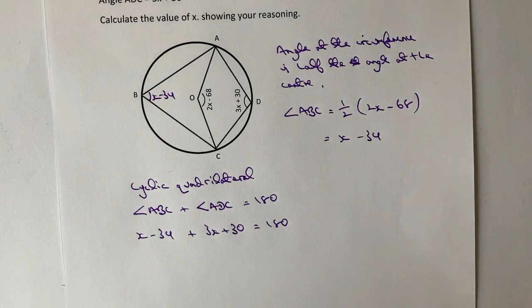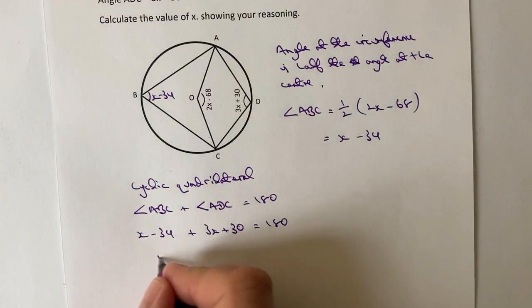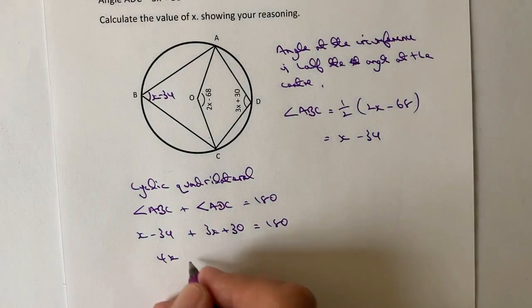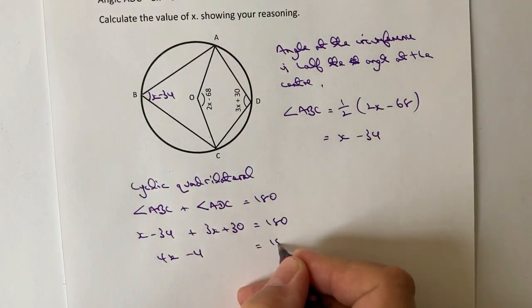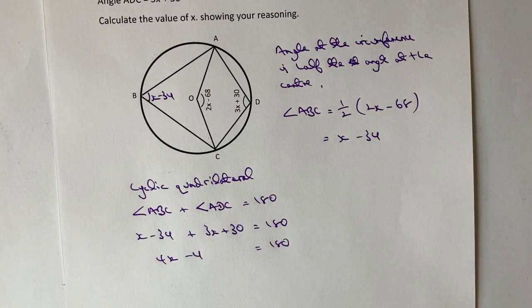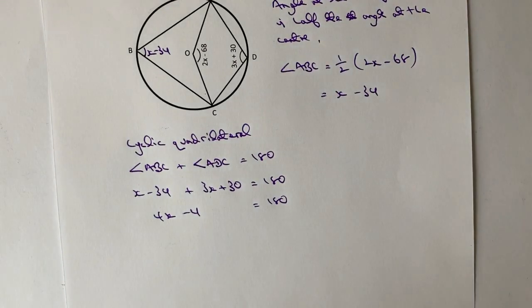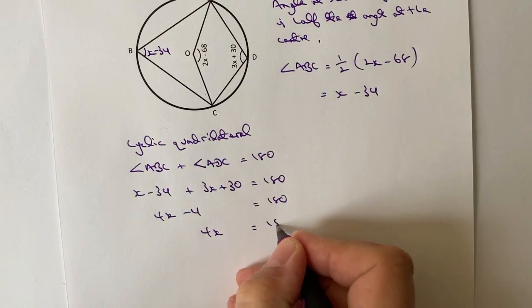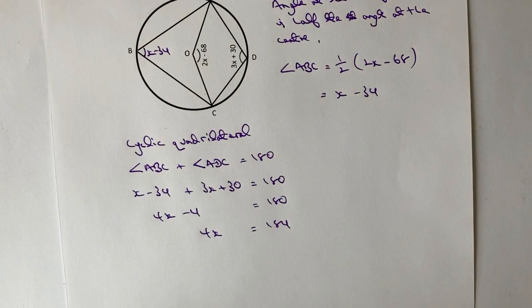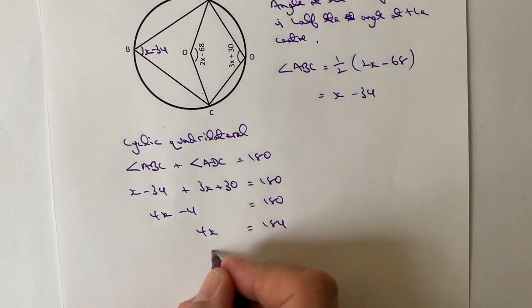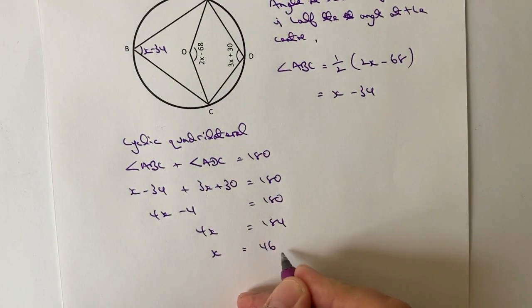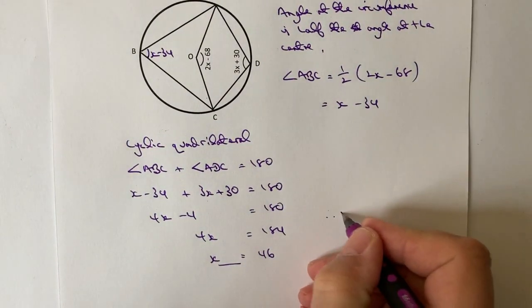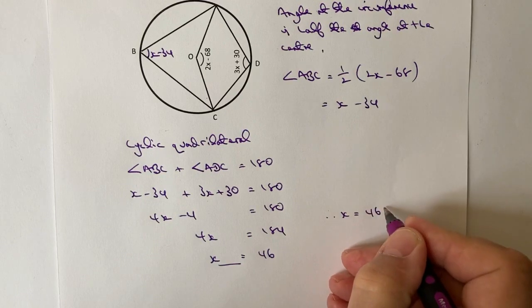So x plus 3x is going to be 4x. Minus 34 plus 30 is going to be minus 4, and that equals 180. What I'm going to do now is add 4 to both sides, which gives 4x equals 184. Then if I divide by 4, I get x equals 46. That's my answer to the question. Therefore x equals 46 degrees.